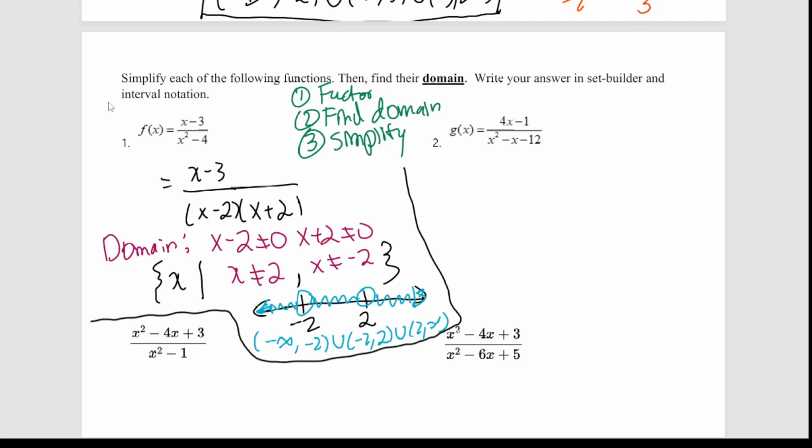In terms of simplification, this guy has no common factors, so he actually doesn't simplify. There's no case where I have something divided by itself, so we're just going to call it good. That's an already simplified problem. Let's go ahead and try out the next one.